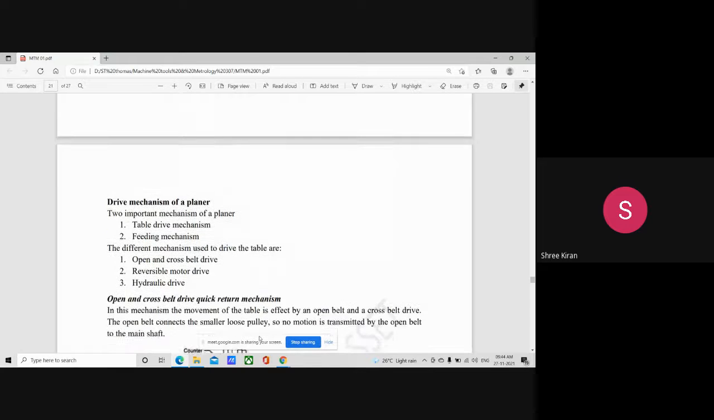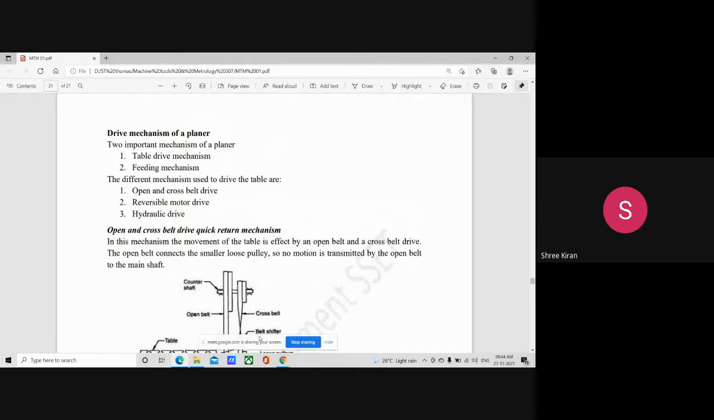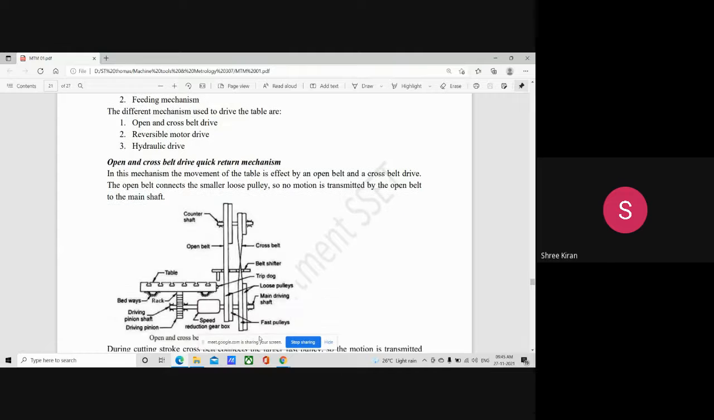Now we will come to the drive mechanism of a planer. The two important mechanisms of a planer are the table drive mechanism and the feeding mechanism. The different mechanisms used to drive the table are open and cross belt drive, reversible motor drive, and hydraulic drive. In the table drive mechanism, the table will be moving at variable speed. In the case of feeding mechanism, it is automatic. Today we are going to discuss the open and cross belt drive.